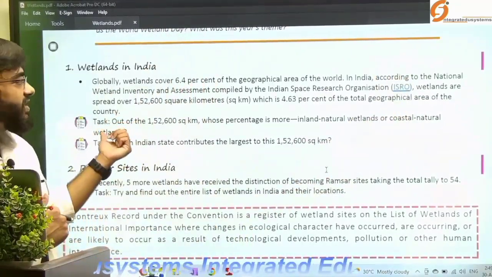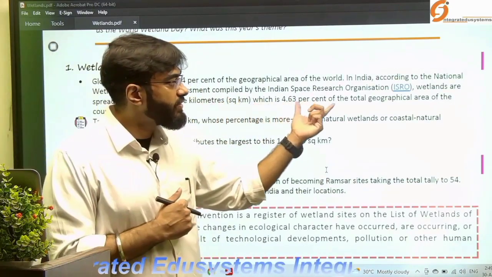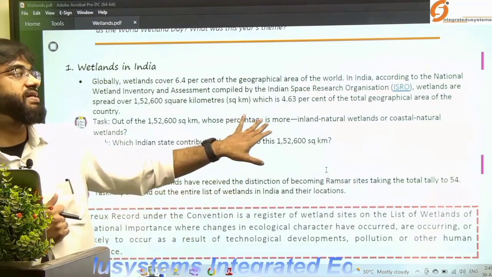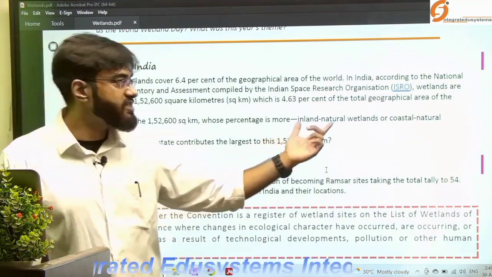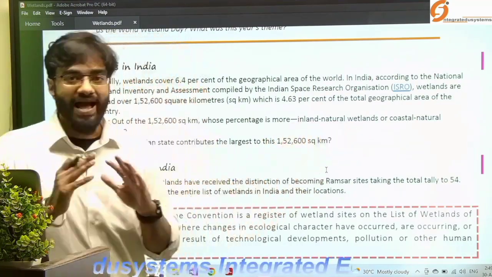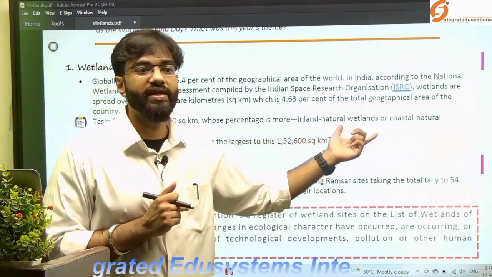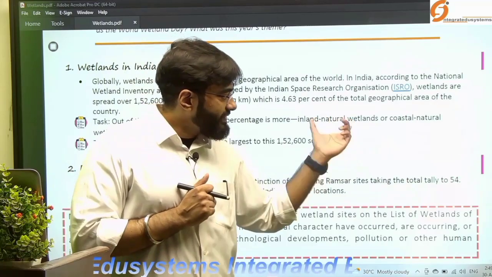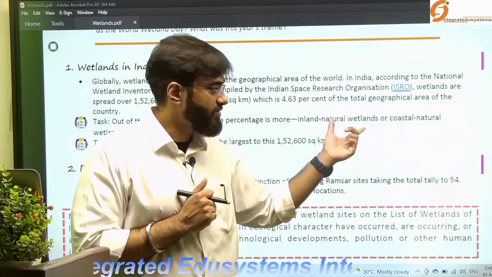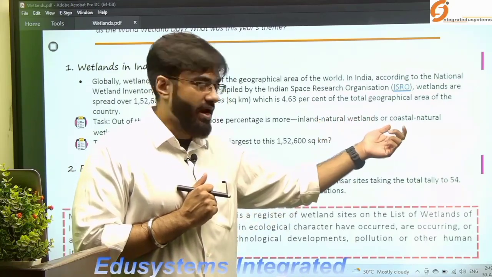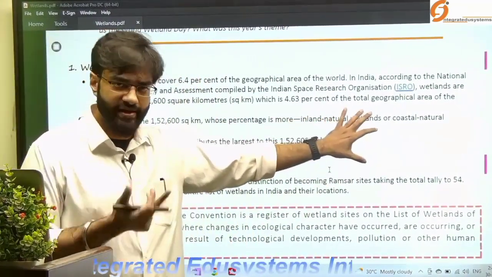Then again, I have given you a task. Out of this 4.63% of the total geographical area, whose percentage is more, inland natural wetlands or coastal natural wetlands? This becomes very important, because by definition it is not written that natural wetlands have to be near the coast or inland. So there is a distinction between the amount of area classified under both these categories. This can easily be asked as a question in prelims, in any objective type of question.